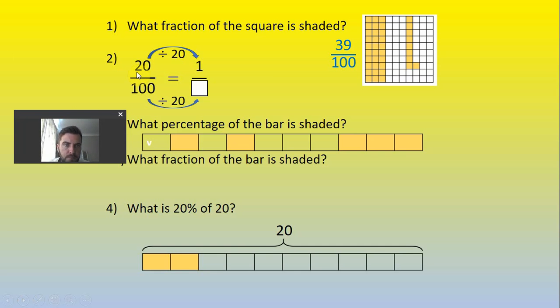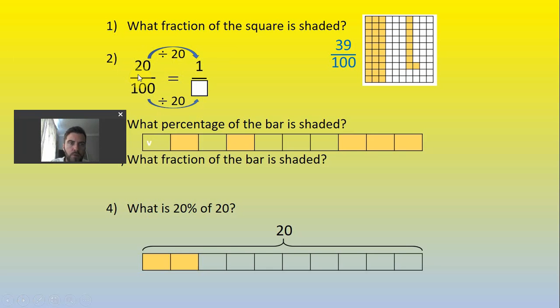Question 2. It then asks you here to simplify 20 hundredths. So 20 hundredths equals 1 over something. First thing we have to do is look and go, right, my numerator, to get it from 20 to 1, I have to divide it by 20. And whatever you do to your numerator, you also have to do to your denominator.